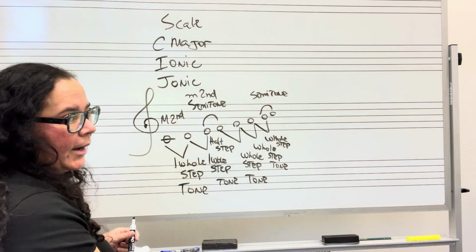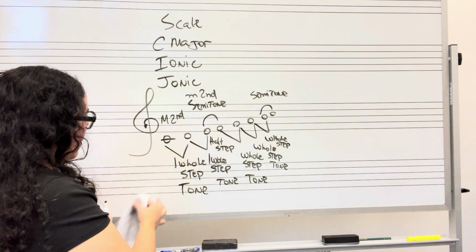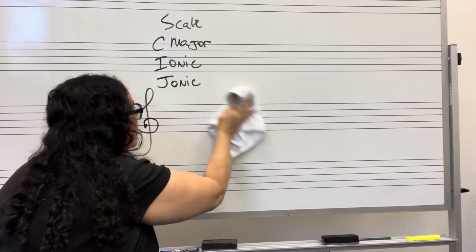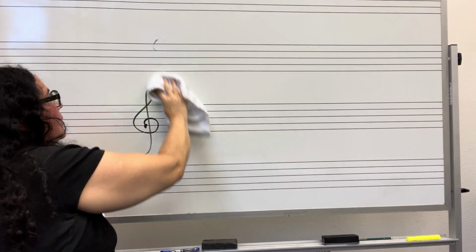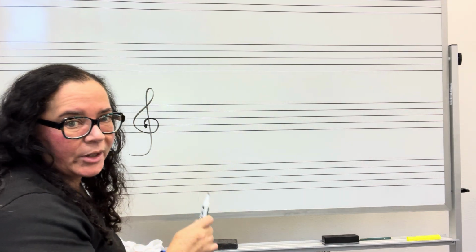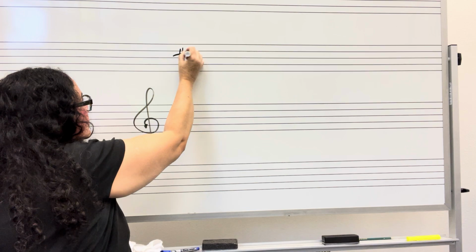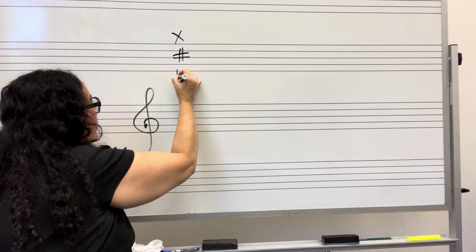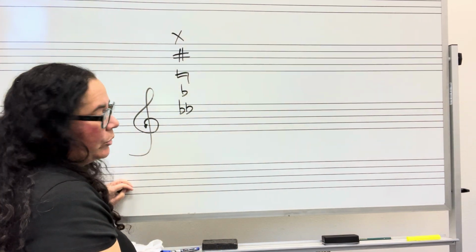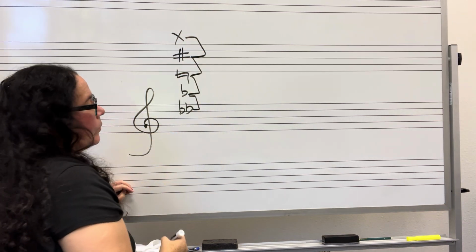So we can make any major scale following this model. Before we make the scale, let's learn about the music accidentals. Now you know the natural notes are C, D, E, F, G, A, B. Now the accidentals, we have sharps, double sharp, natural, flat, and double flat. The distance between those is 1/2 step. Okay?